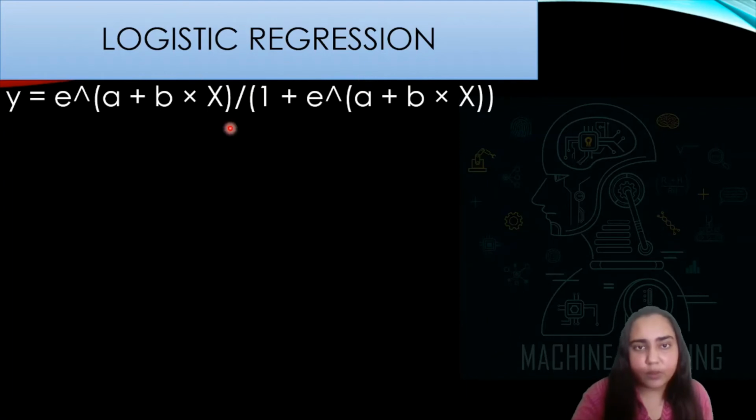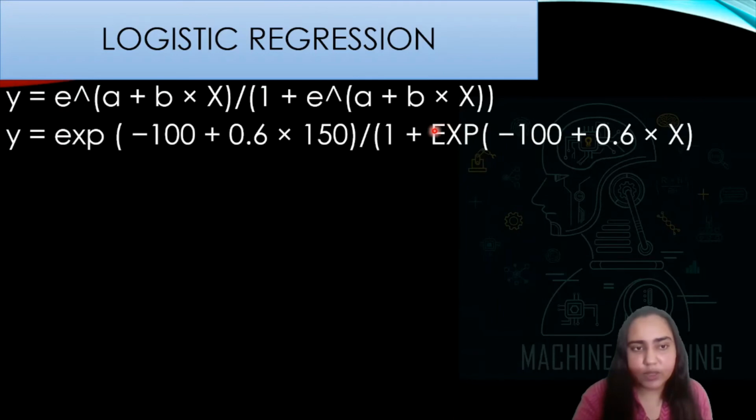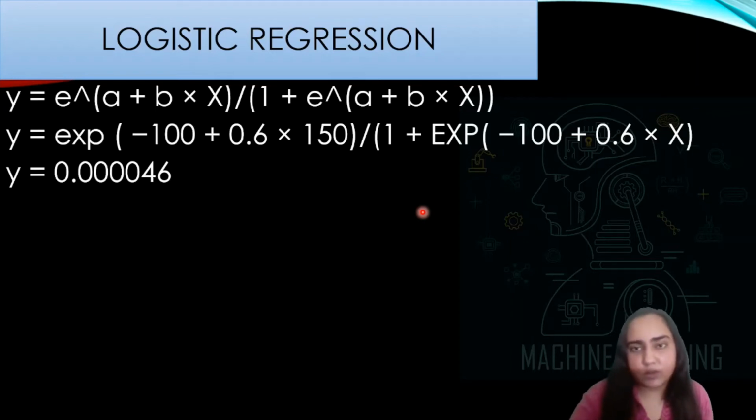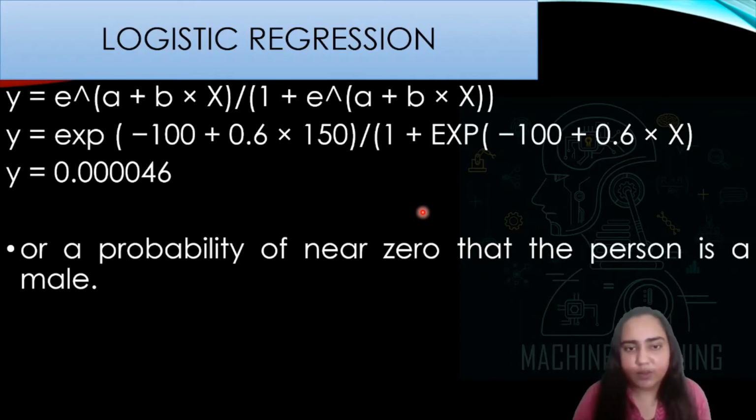So we know this equation, right? e raised to a plus bx upon 1 plus e raised to a plus bx, which we saw earlier. We can calculate that, put all those values we just found, and you will get 0.000046. That means the probability is near 0 that a person with 150 centimeter height is going to be a male.